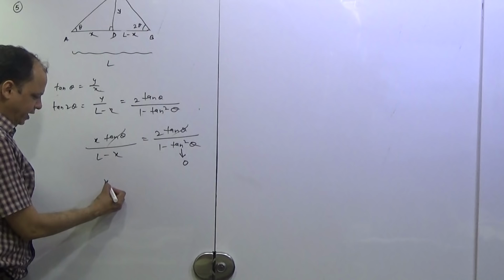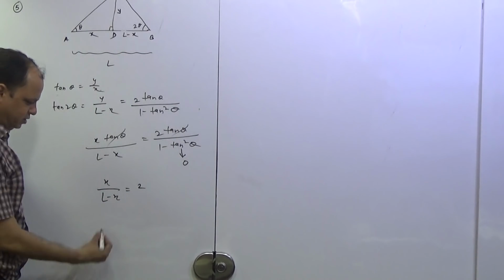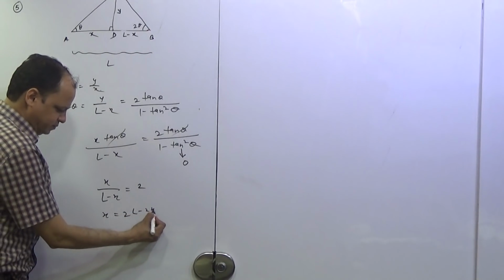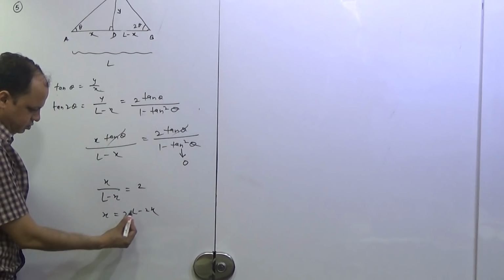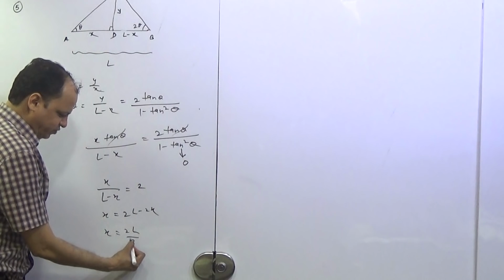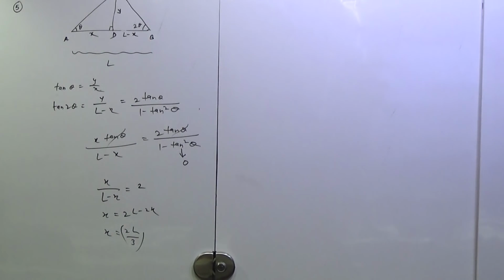Let us see. x upon L minus x is equal to 2, isn't it? So you are getting x is equal to 2L minus 2x. x is equal to 2L by 3. So this is x is equal to 2L by 3. Can you please verify the answer? 2L by 3. Right? Yes, sir. Okay.